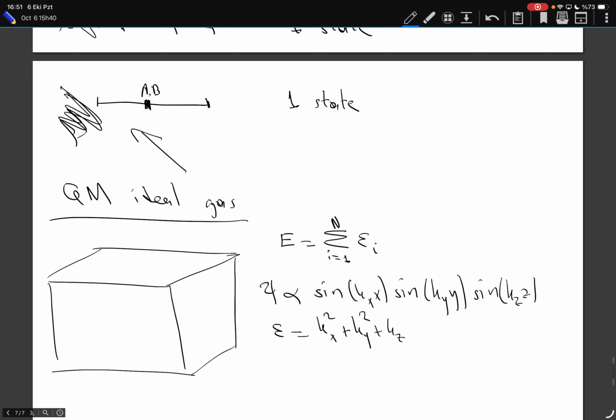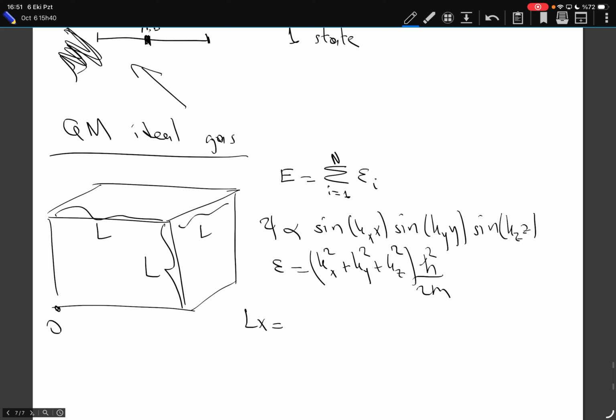And let's say that this is the origin. My cube has side lengths L. So already this sine function is 0 at x equal to 0 or y equal to 0 or z equal to 0. I have infinite potential outside, so the wave function has to be 0 on the surface. And furthermore, the sine of kx times L, sine of ky times L, sine of kz times L should also be 0.